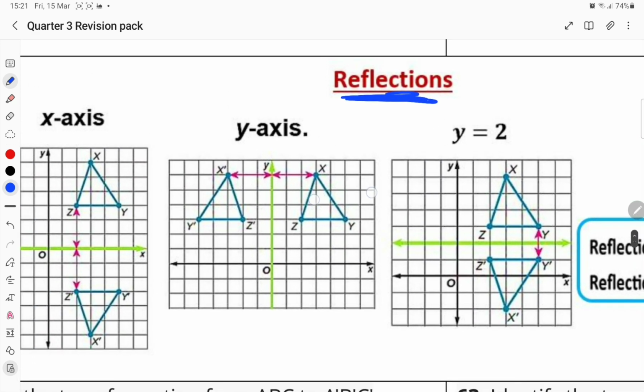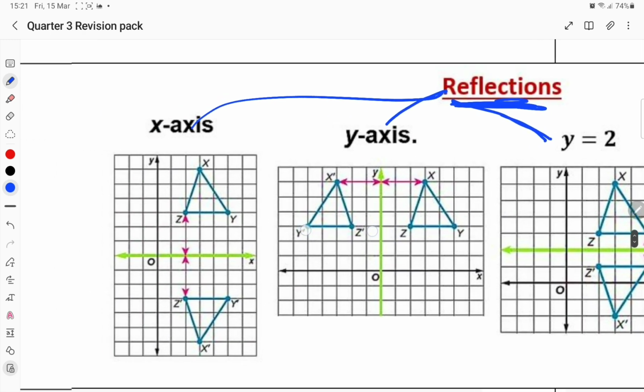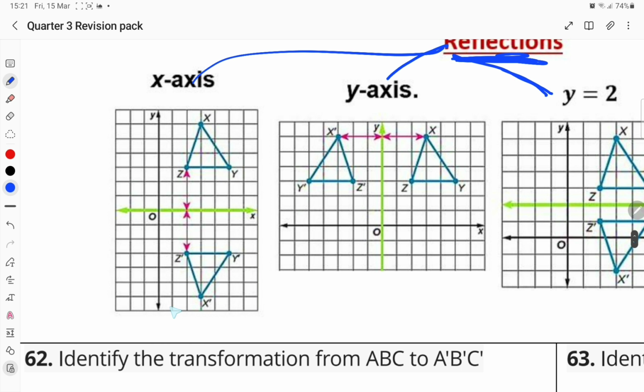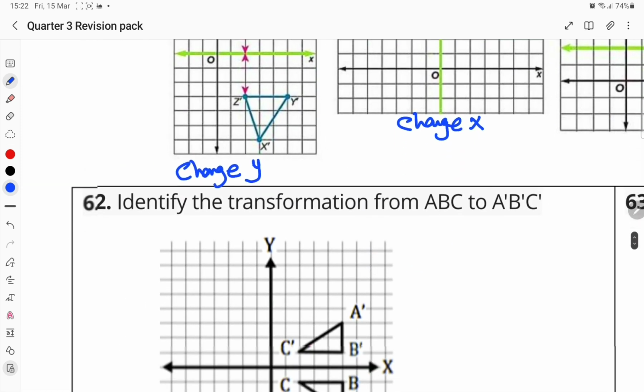Reflection: either across the x-axis, or across the y-axis, or across a certain line. If it's across the x-axis, this means we should change the sign of the y. If it's across the y-axis, we will change the x, and here we will see how we will do it.